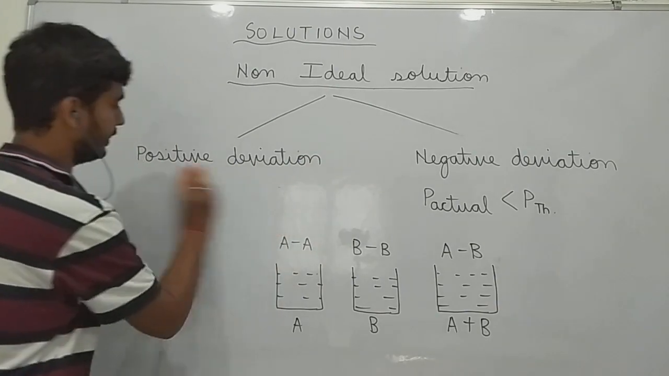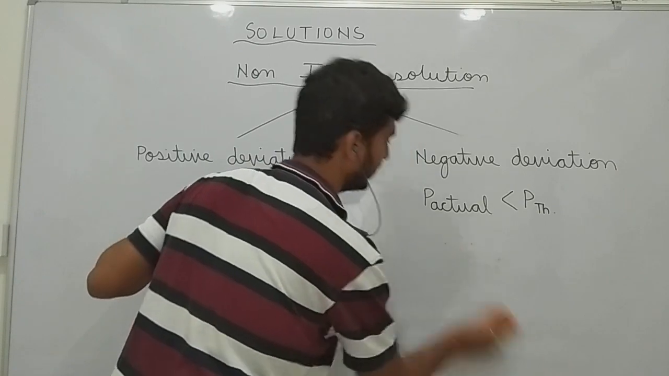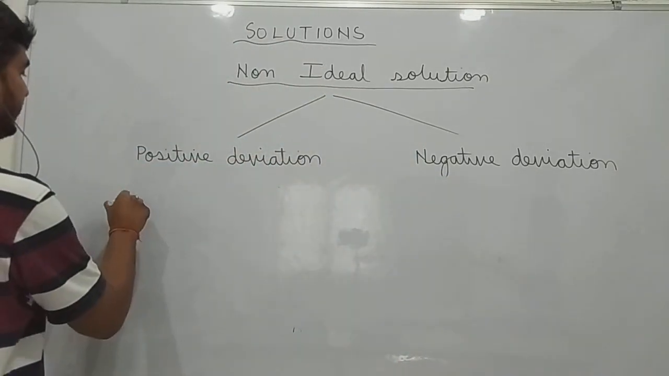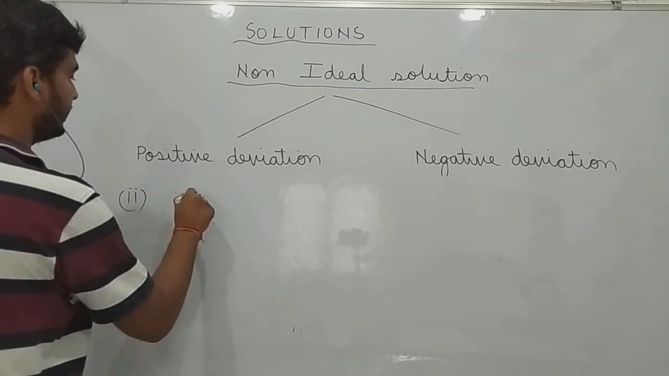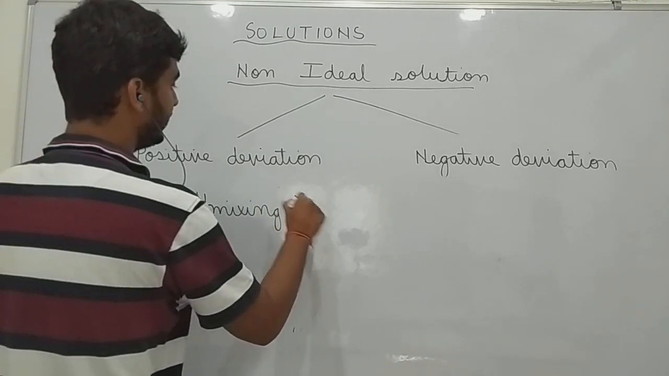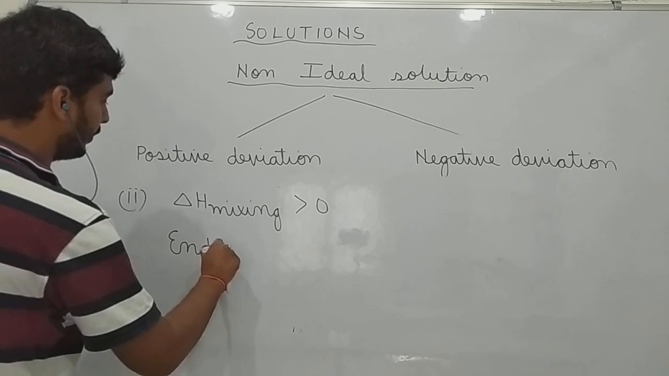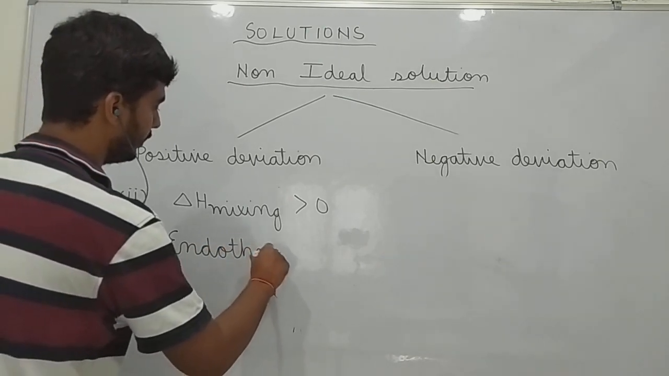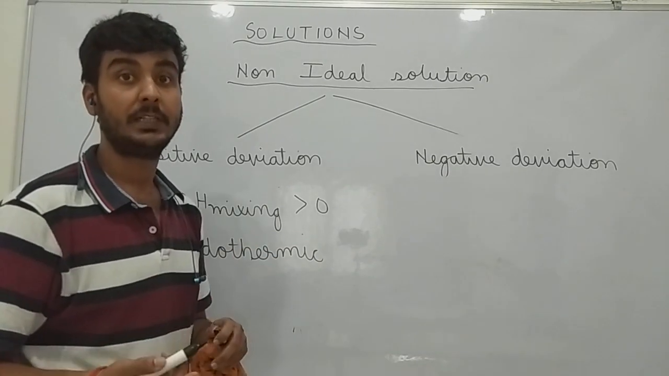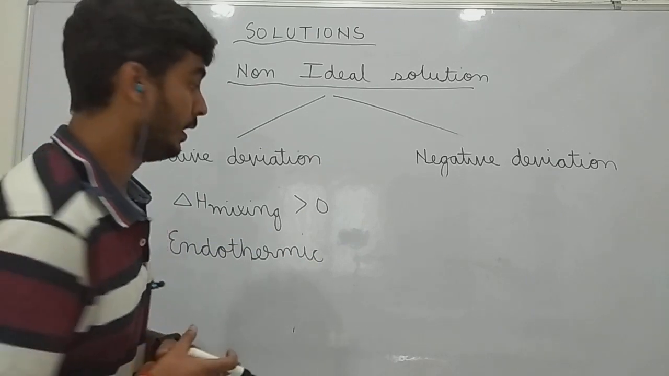So second property will be heat change on mixing. In case of solution showing positive deviation, heat change on mixing, delta H mixing, is greater than 0. That means it is an endothermic dissolution. Endothermic dissolution means heat is absorbed when you mix the components to form the solution.